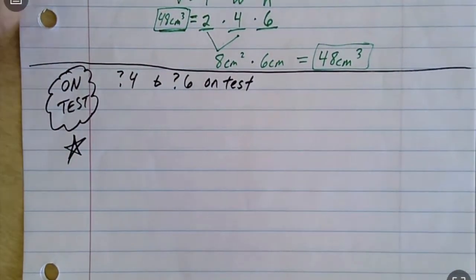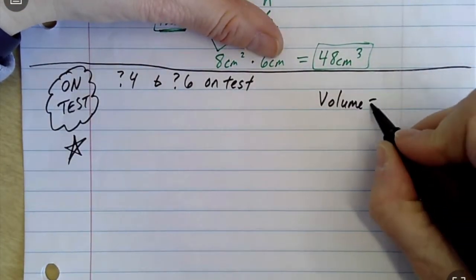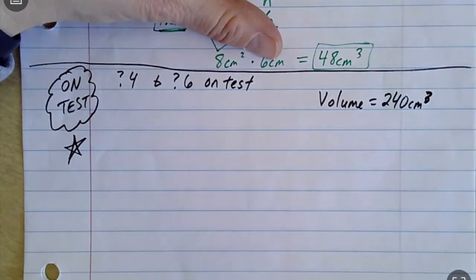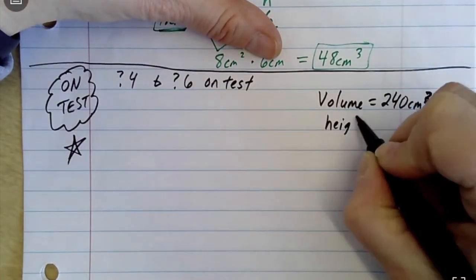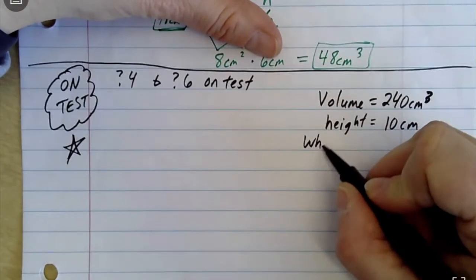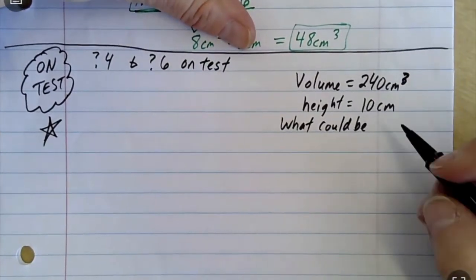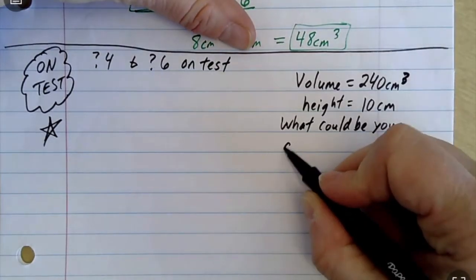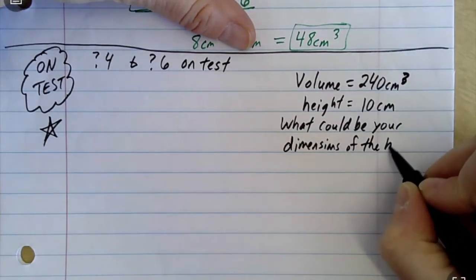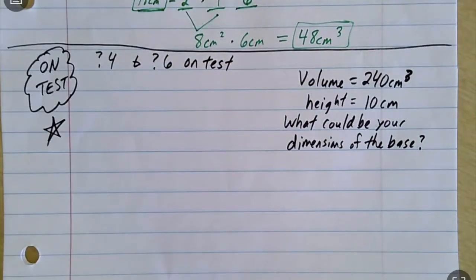First off, I'll give you some information over here on the right. I'm going to tell you that the volume is 240 centimeters cubed, because that's our volume, cubed. The height is going to be 10 centimeters. And so the question is, what could be your dimensions of the base? So when I think about volume, this would be like a rectangular prism.